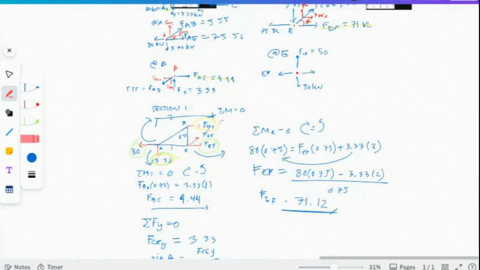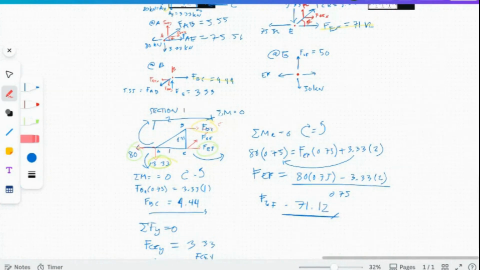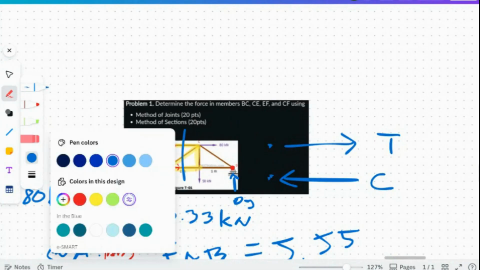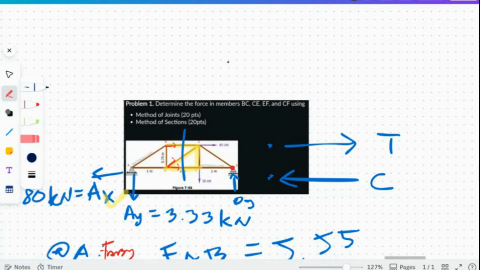We're now able to learn. So how do you go about FCF in this case? Well, you could actually do another cut, perhaps using this one, because you now will only have two unknowns, that and this. Or you could actually do a cut like that, but that's practically method of joints, right?